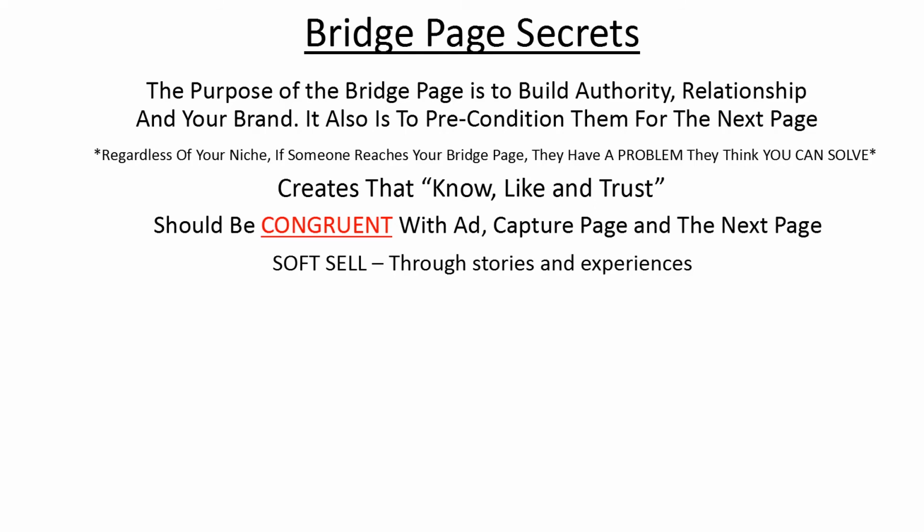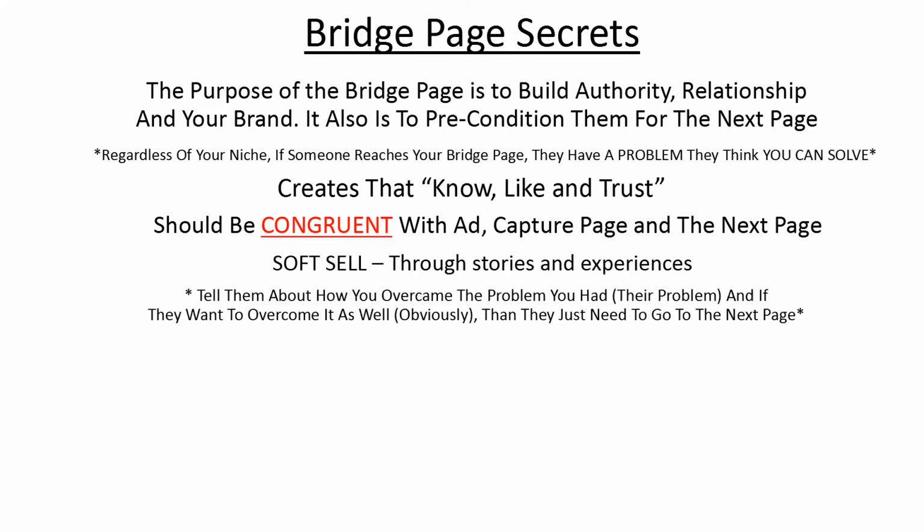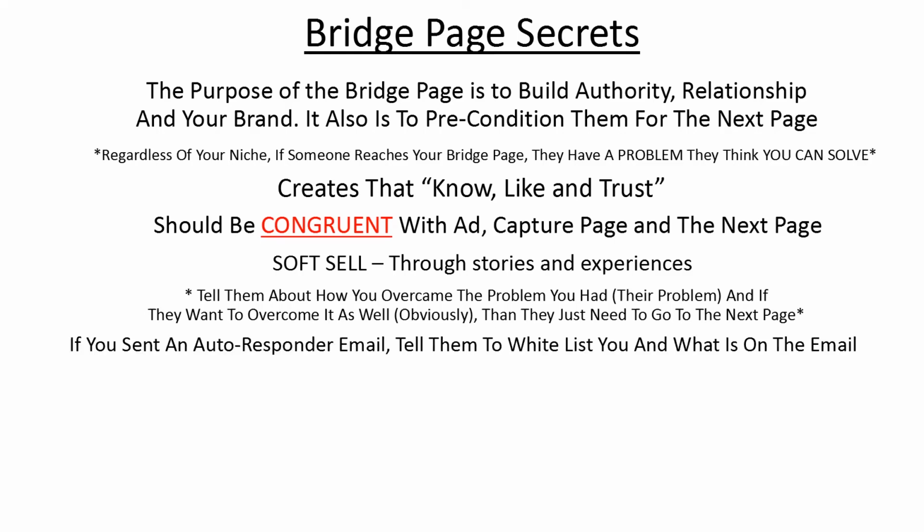Right? You should always tell things like that as it's happening to you. Be vulnerable, right? Tell people about how you overcame the problem, which is their problem. And if they want to overcome it as well, which obviously they do, they need to go to the next page, the training, the webinar, whatever it is, right? If you send them an autoresponder email, tell them to whitelist it and what's going to be expected in the email. This way you're not ending up in the junk, right?